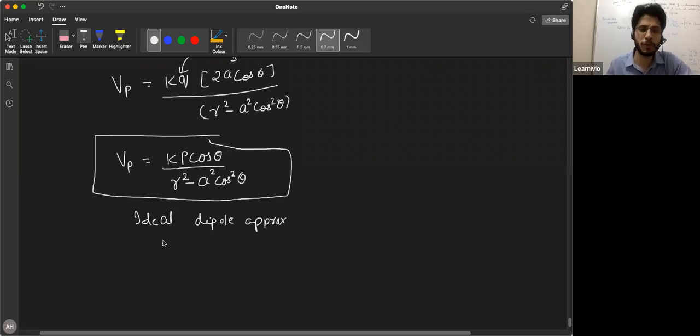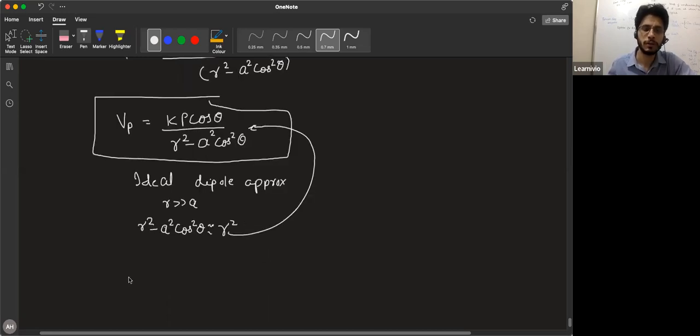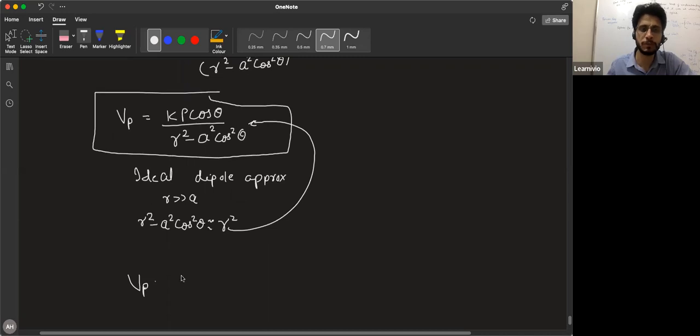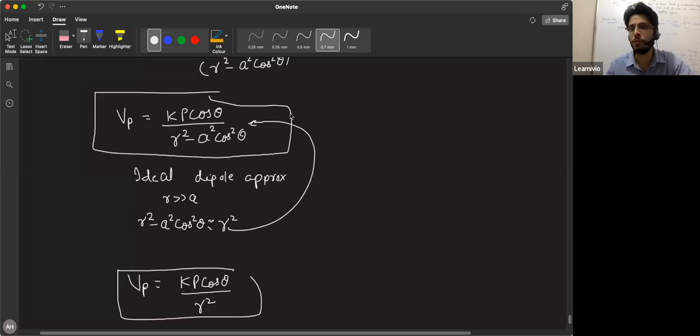For ideal dipole approximation, R is very, very greater than A. If R is very, very greater than A, you can write R square minus A square cos square theta as almost equal to R square. So when I do this substitution, the potential at point P becomes Kp cos theta over R square. This is the exact expression, but this is the expression when you use this approximation, which is the small dipole approximation.